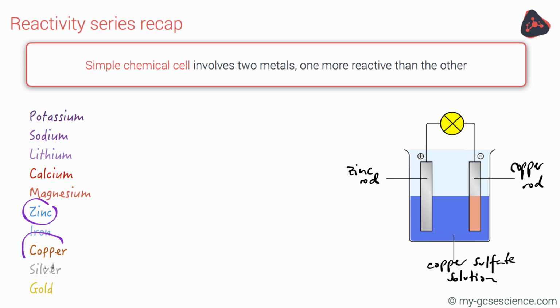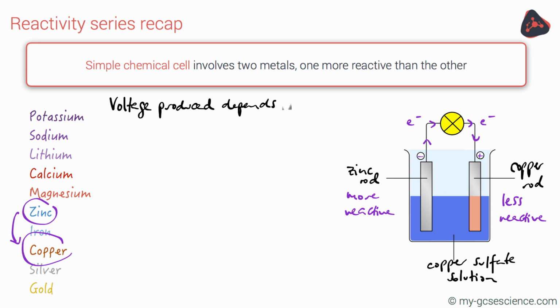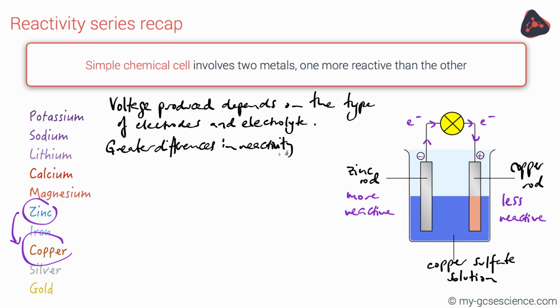In this example, as zinc is more reactive than copper, the electrons flow from the zinc to the copper, and the amount of electricity produced, or voltage, depends on the type of electrodes and the electrolyte used. The greater the difference in reactivity between the two metals, the greater the voltage that will be produced.